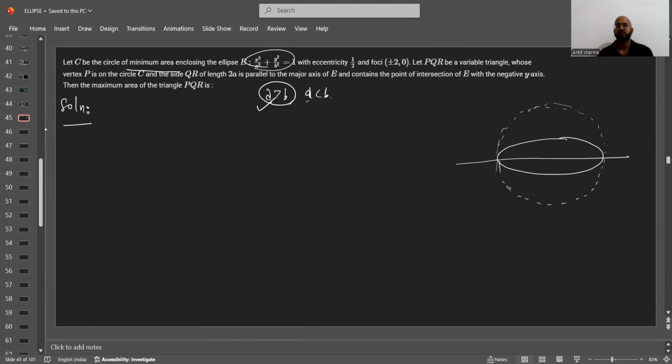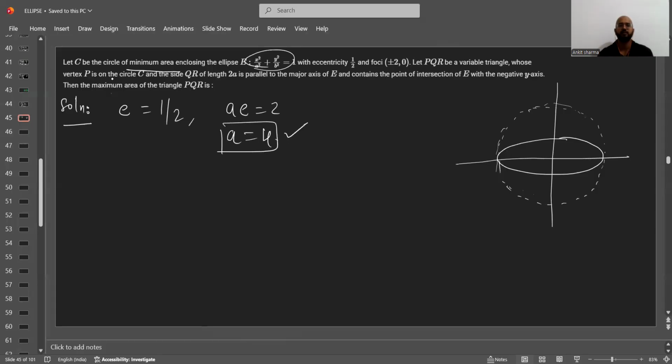Now we can just take a point here where they have given A also. So I think A and E, we have the foci and eccentricity is given. So E is equal to 1 by 2 and foci is basically AE. So AE is given to be what, 2. So since E is 1 by 2, that means A is equal to 4. So we can find out A from here.